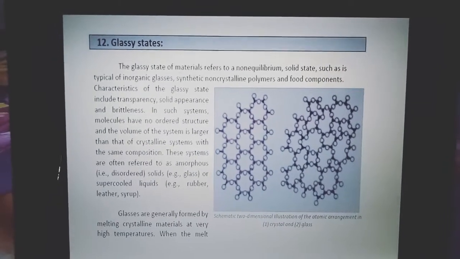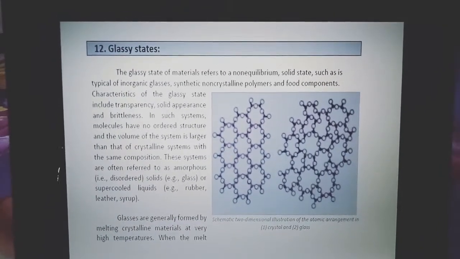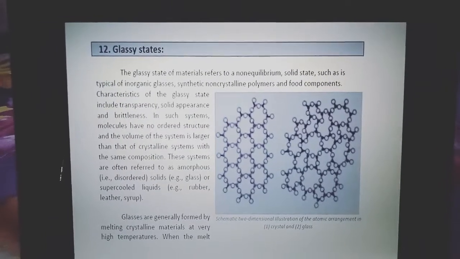Good afternoon, students. This lecture is in continuation with the previous lecture. Today's topic is glassy states.